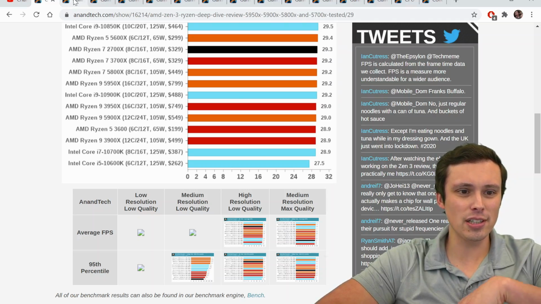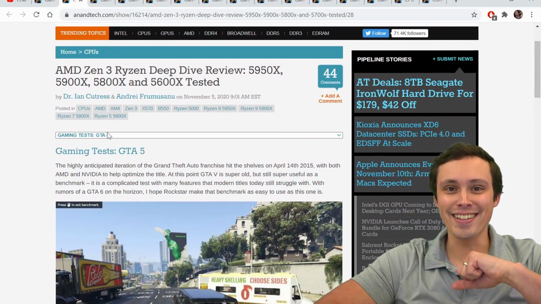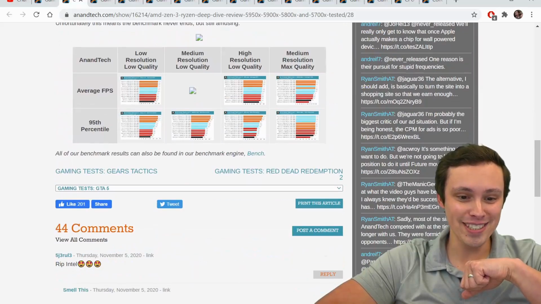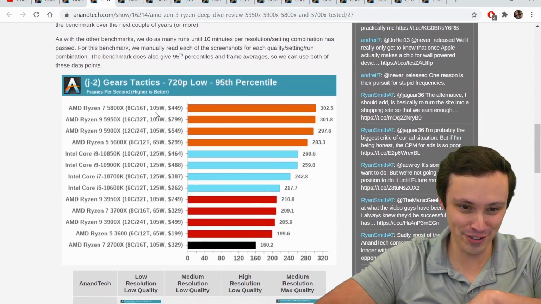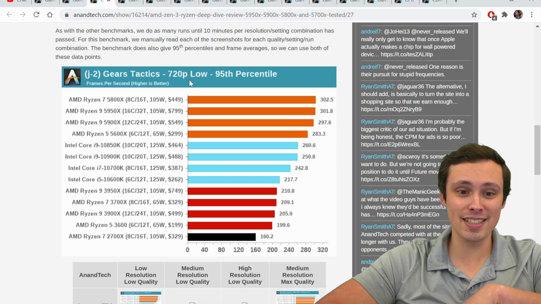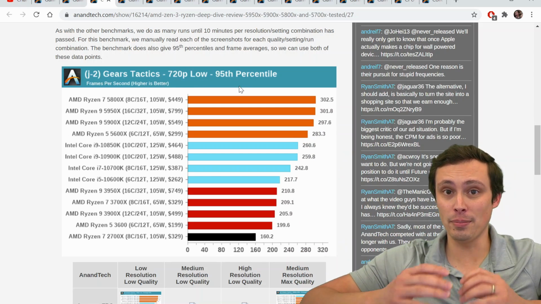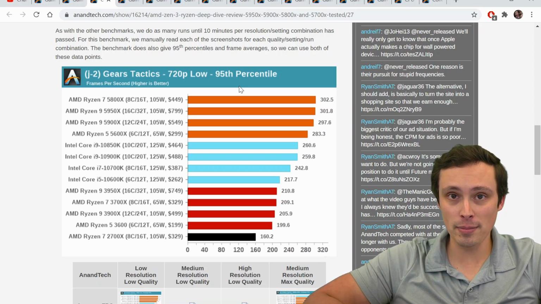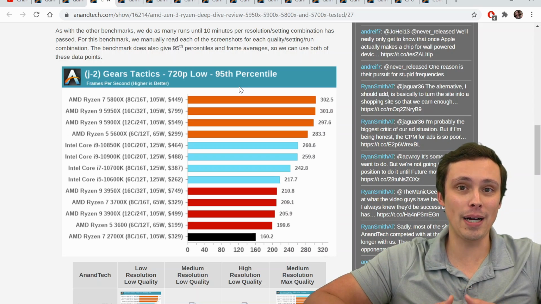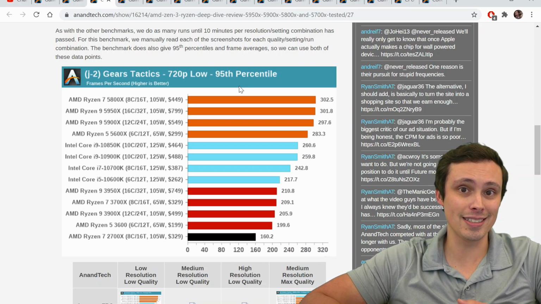Some of these didn't actually load well. This review was somewhat overloaded by interest in it right now. So I'm going to find some of these charts that actually did load for me here. Like here's Gears Tactics 720p, low settings. And the idea of turning all those settings down, most of you are already aware of this, is that when you're testing the CPU's gaming performance, you want it to be limited by the CPU, not the GPU. So that's why you turn all those graphics settings down.